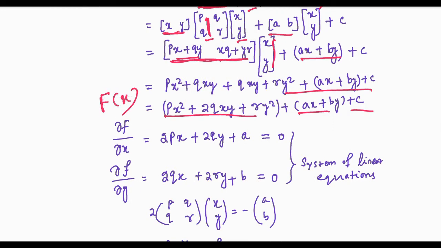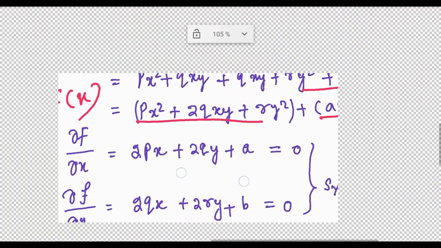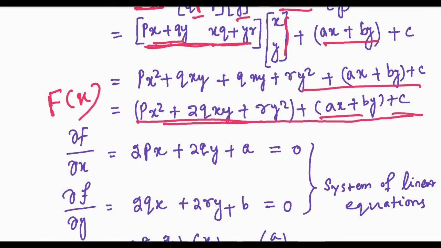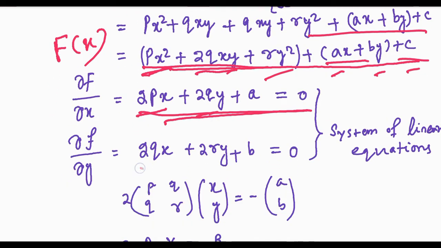Now I take del f by del x, the first differential. If we differentiate this function with respect to x, what do we get? First, this one is 2px plus 2qy, then this term is 0, this will be a only, and this will be 0. So this is del f by del x. Similarly, del f by del y is this one.